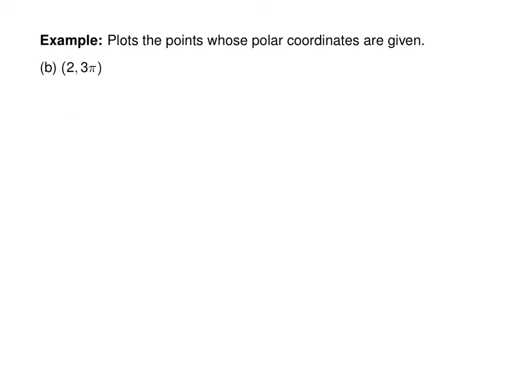Now the point (2, 3 pi). Here's the origin, here's my polar axis. So 2 pi would be 1 full rotation, and an additional pi puts me over here, and from there we have a segment of length 2. So there is the point (2, 3 pi). Notice that a simpler way to express that would have been (2, pi).